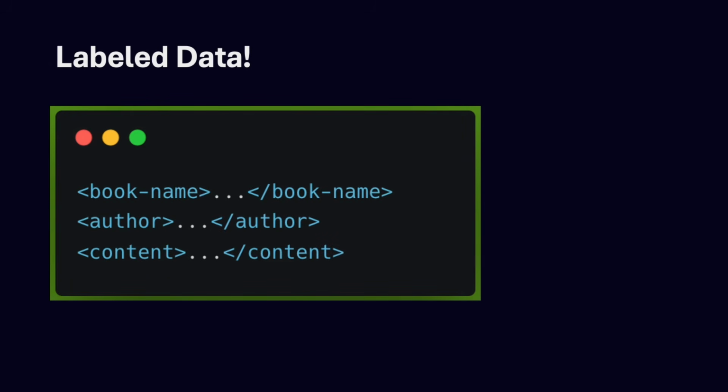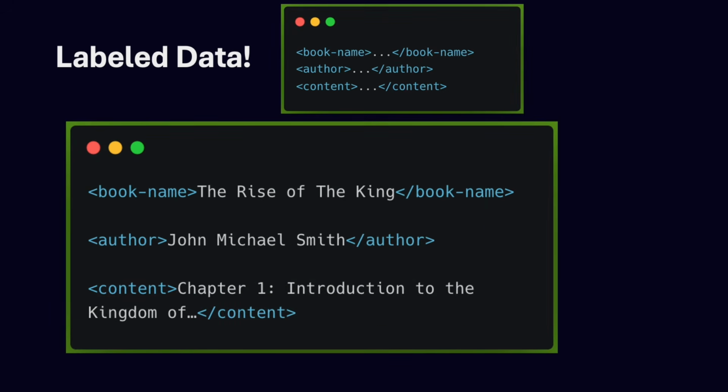Our structured format has been working great, and writers are successfully submitting their new books using our 3 tags. Here's an example. We had the book name, author, and content, and this writer has published his book, Rise of the King, from John Smith, and this is an example of the content.